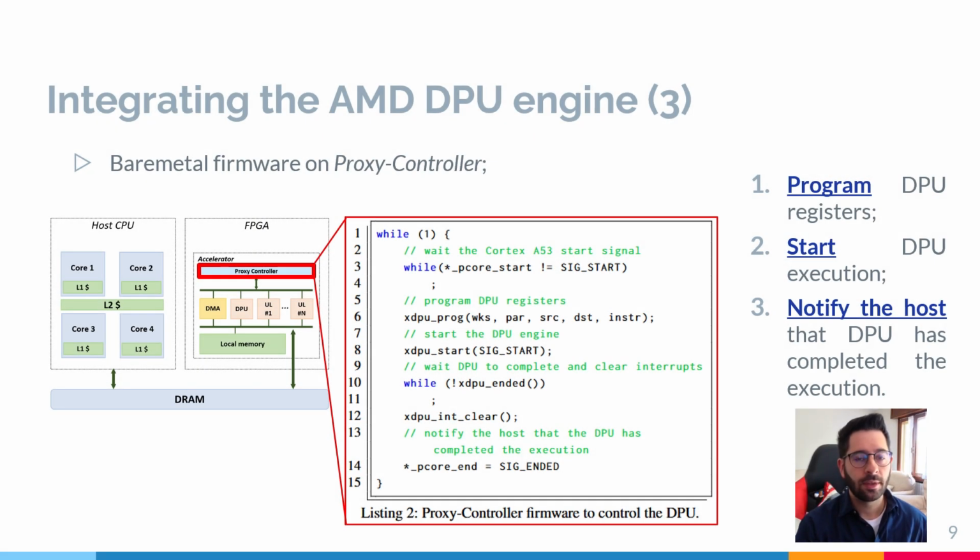The proxy controller runs a very simple bare metal firmware that is composed of these three different steps. In step 1, the proxy controller initializes the DPU registers. After that, it triggers the DPU execution and waits for interrupts coming from the DPU engine. Finally, when the interrupt arrives from the DPU, the proxy controller notifies the host CPU about the task completion.